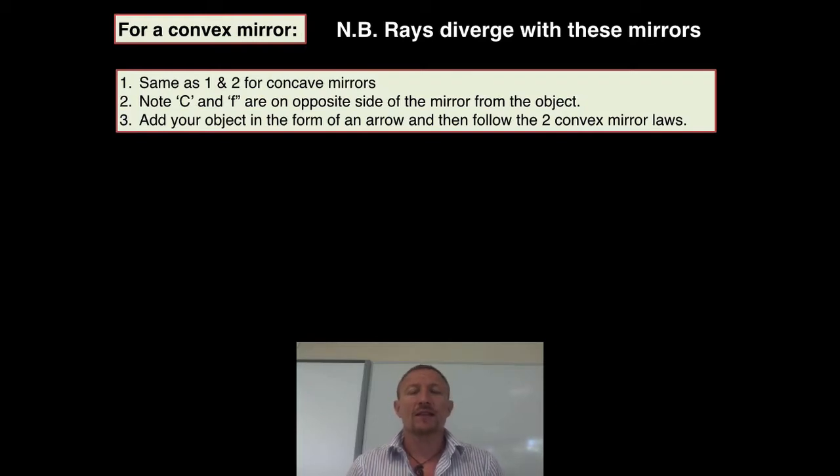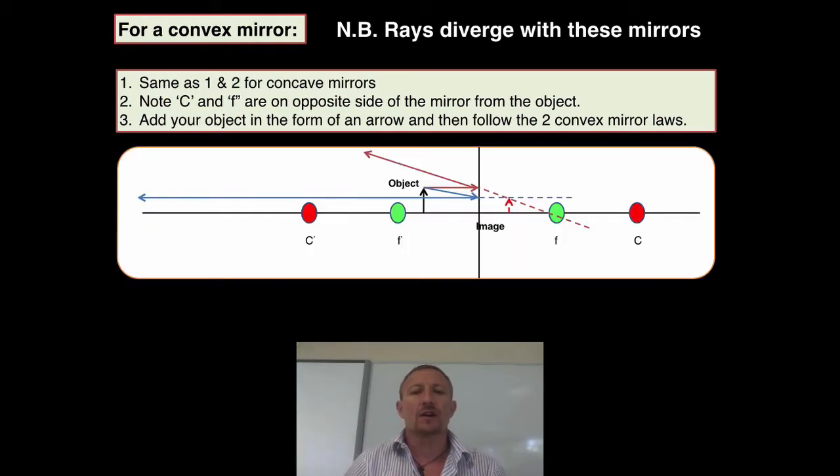Now, remember that with a convex mirror, the shiny reflective surface is here, and the rays will go outwards. So the curvature is on the opposite side. We'll have our object on this side, but our curvature and focal point will be on the opposite side of the mirror to where the object is. So remember, mirrored surface here, object here, and because we've got a curve here, our center of curvature exists on the far side.